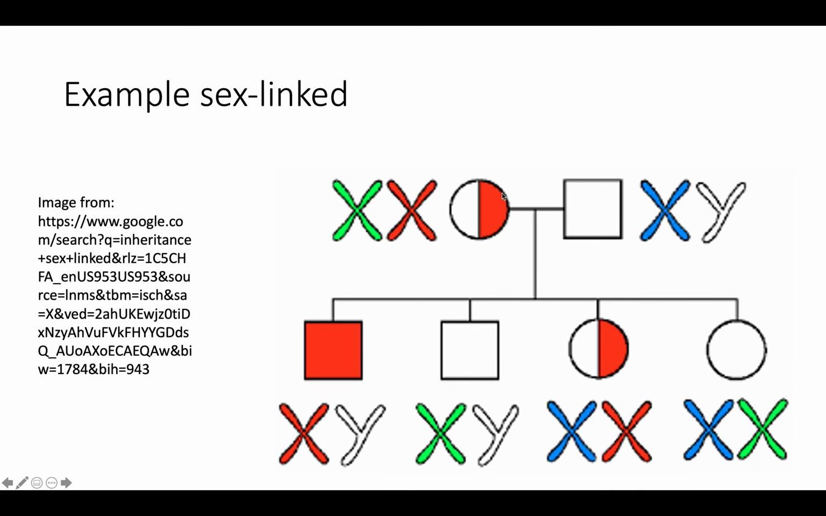So here's an example of an image showing this, and we have this red X, and the female in this case has a gene symbolized by red, and a gene symbolized by white.